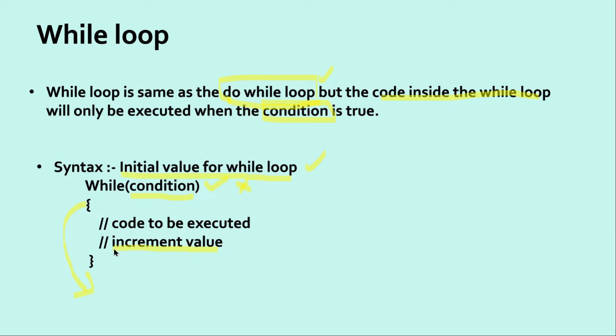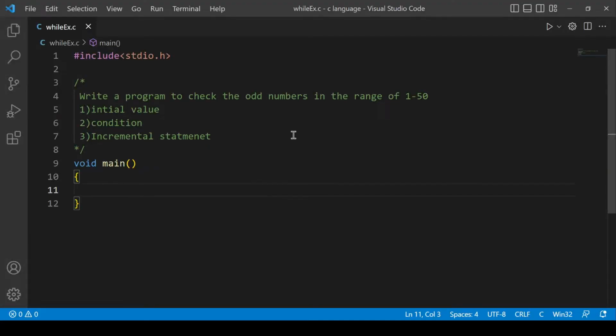We declare this because by changing the initial value using these statements, we are checking different cases against this condition. We change the initial value using this increment or decrement statement here. This is the syntax of the while loop. Now let us see a practical example of the while loop. Here we are going to write a program that prints the odd numbers in the range of 1 to 50.